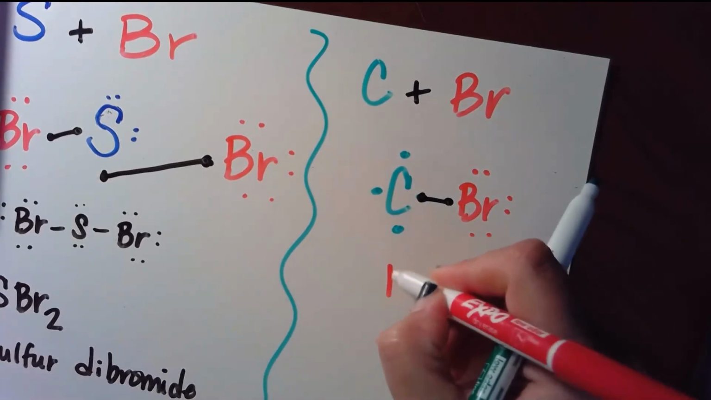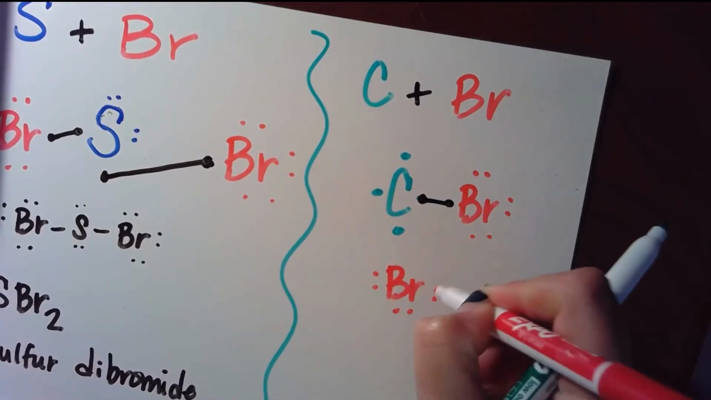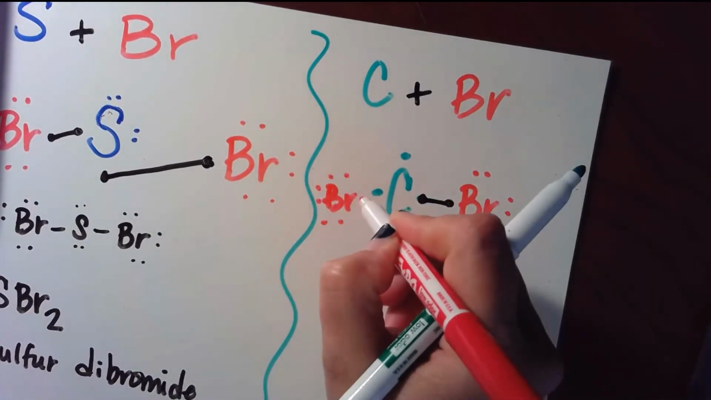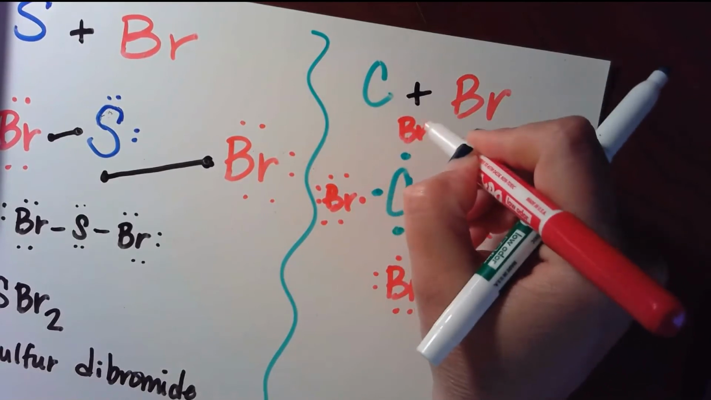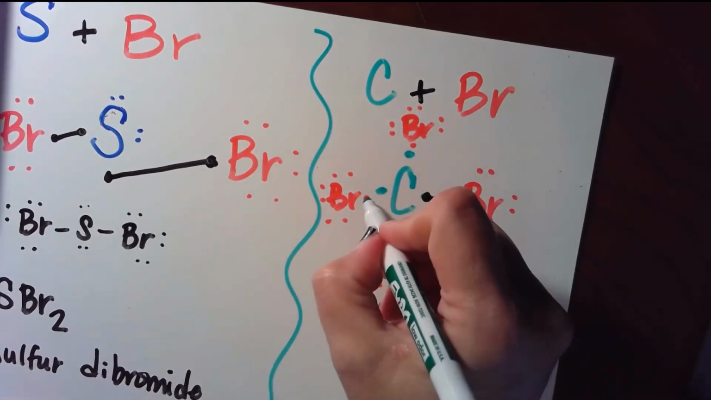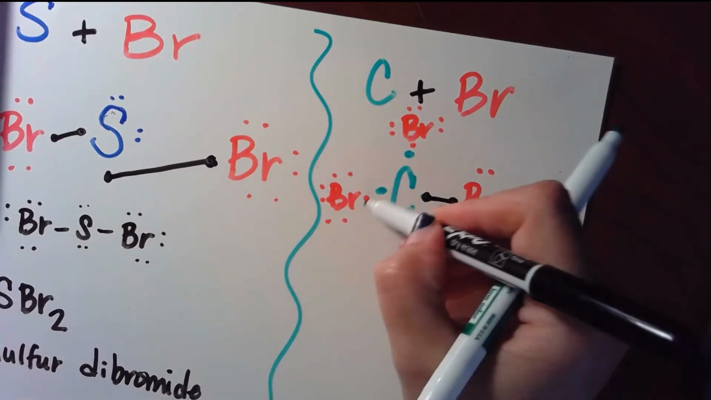Good. We need 3 more. Bromine, 1, 2, 3, 4, 5, 6, 7. Bromine, 1, 2, 3, 4, 5, 6, 7. This is when markers are amazing because you can go so much faster. All right. And then we just connect all of our dots.